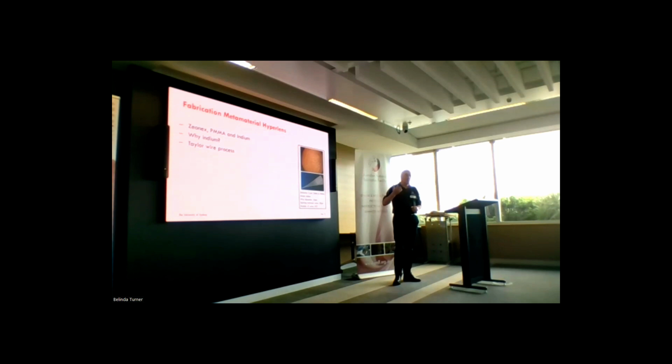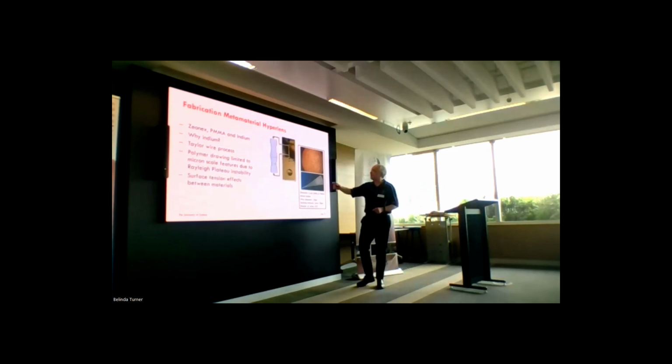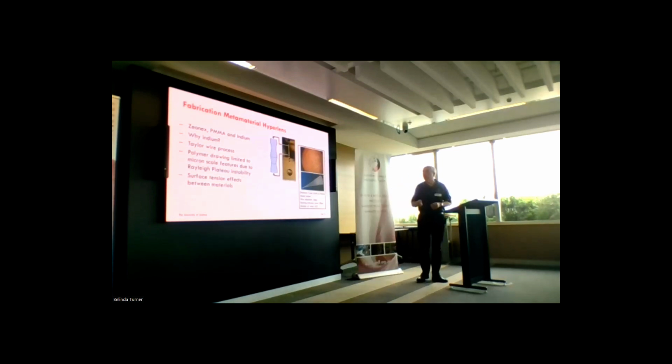So there's not many metals that are molten at those sort of sub 100, 200 degree temperatures that this will work for. So indium is reasonably widely used technologically, so we chose that. There is a problem in terms of how small you can go with this, because you get the Rayleigh plateau instability, and your nice fine wire breaks up into a series of droplets because of the surface tension between the two materials.